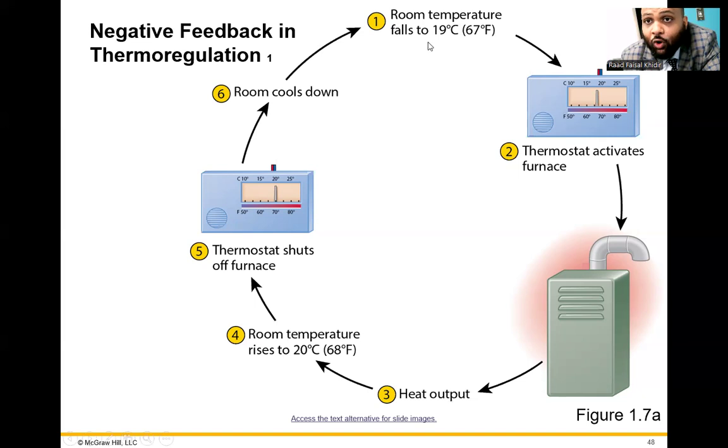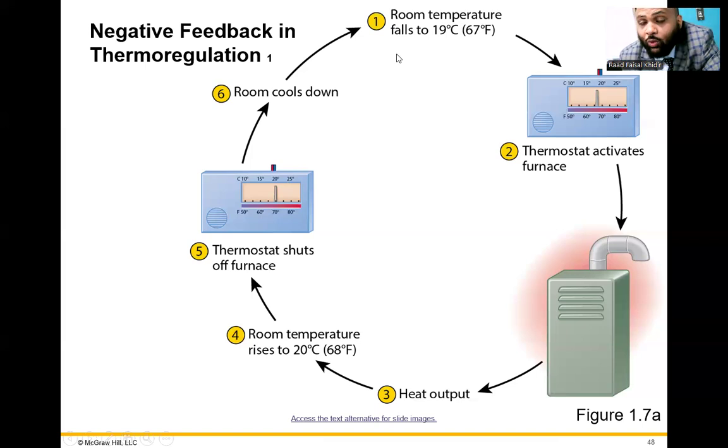So the temperature falls to 19 degrees Celsius. So what is that, a stimulus or signal? Look at the whole pathway first before you answer the question. What happens in number one? Room temperature falls to 19 degrees Celsius. Two, the thermostat activates the furnace. Three, there's a heat output. Four, room temperature rises. Five, the thermostat shuts off the furnace. Six, the room cools down, and then the thermostat turns the furnace on again.